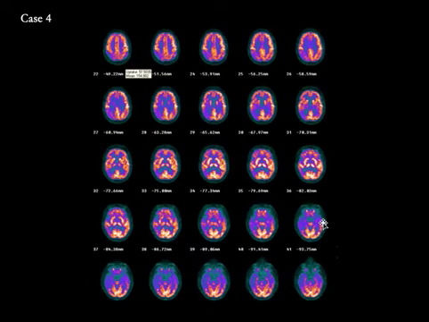The rest of the areas which show preserved or normal uptake include the sensory motor cortex, seen here on the right and on the left, the subcortical nuclei, seen here on the right and on the left, and preserved activity in the visual and the occipital cortex, seen here. So, parieto-temporal hypometabolism consistent with Alzheimer's disease.